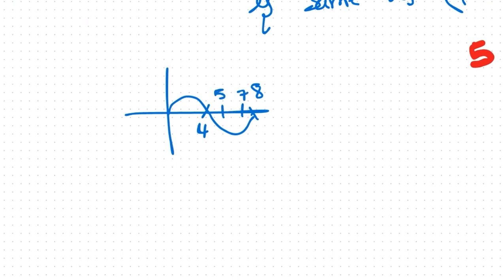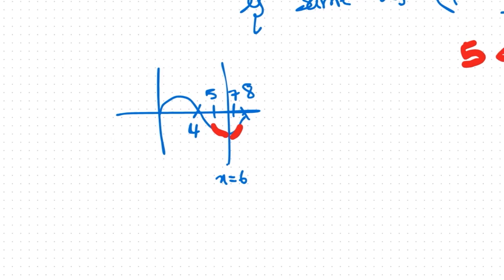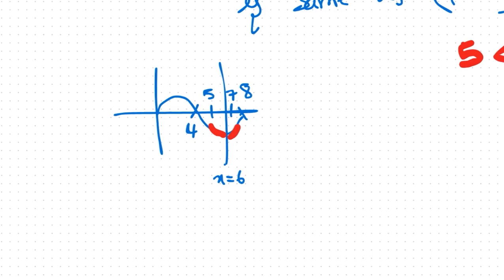So basically, we have to split the function like this, because in the middle it is 6, right? X is equal to 6. Here to here it is decreasing. 5 to 6 it is decreasing, and 6 to 7 it is increasing. So that's why we have to split.